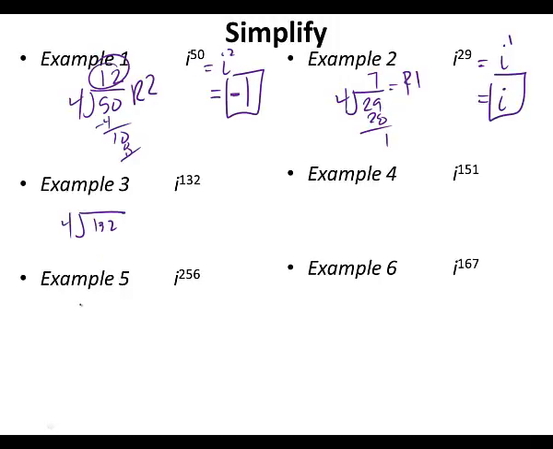132. 4 goes into 13 how many times? 3. So you've got 12. How many times does 4 go into 12? 3. Is there a remainder this time? No. Remainder is 0. So i to the 0. What's anything to the 0 power?